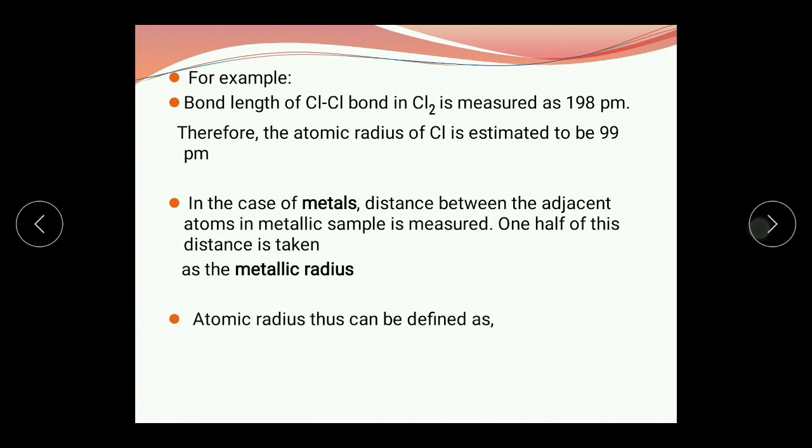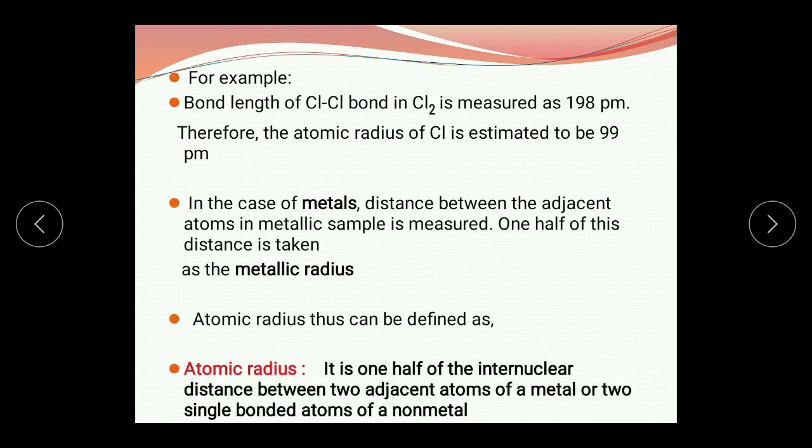Now, atomic radius, hence the definition. Atomic radius can thus be defined as one half of the internuclear distance between two adjacent atoms of a metal or two single bonded atoms of a non-metal. So we just concluded from the above discussion that in the case of non-metals as well as metals, it is one half of the internuclear distance between two adjacent atoms in the case of metal and two single bonded atoms in the case of non-metal.